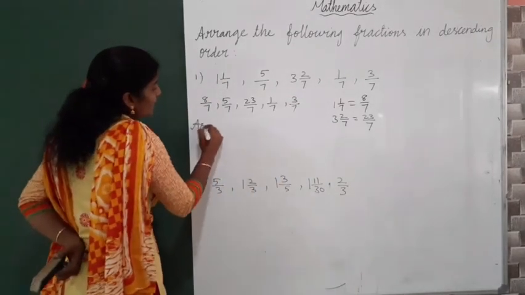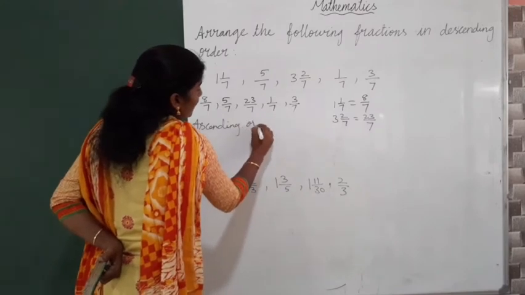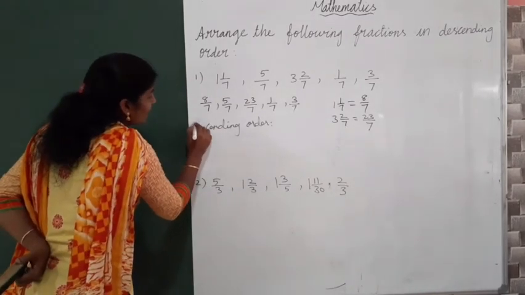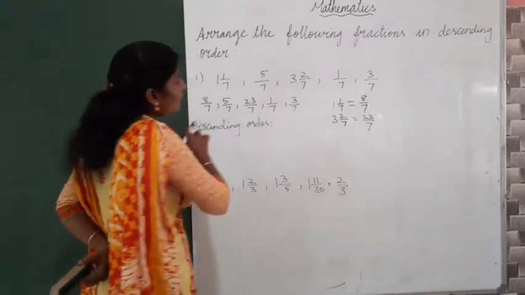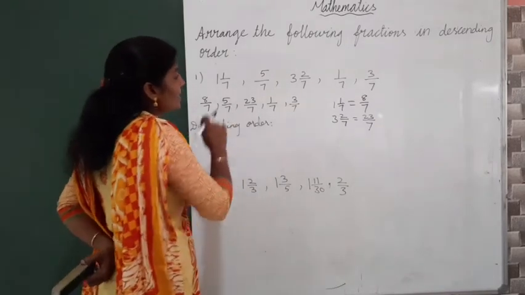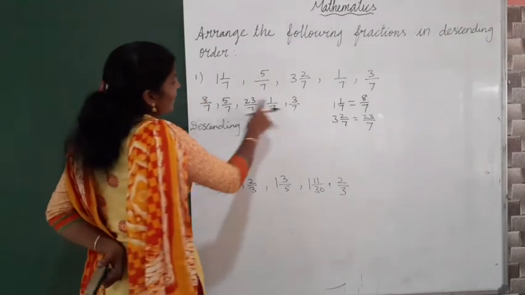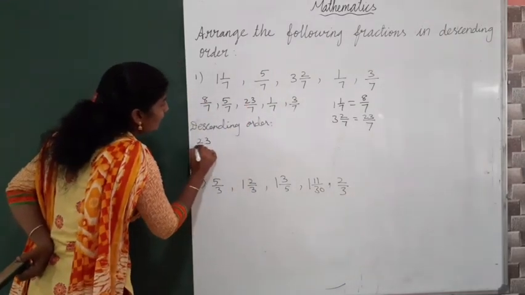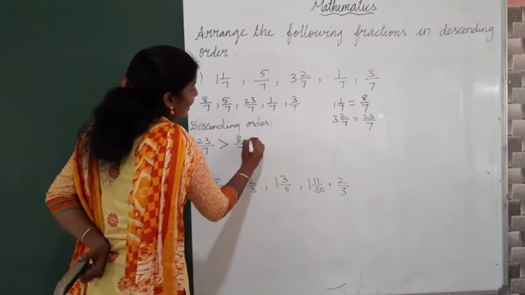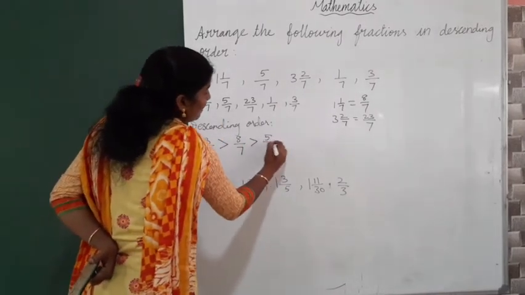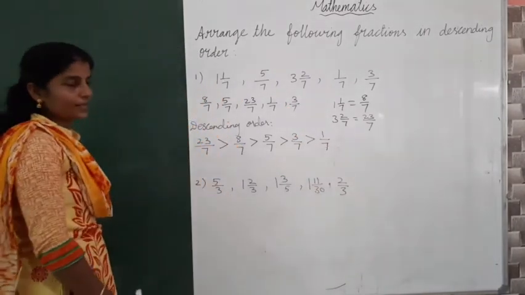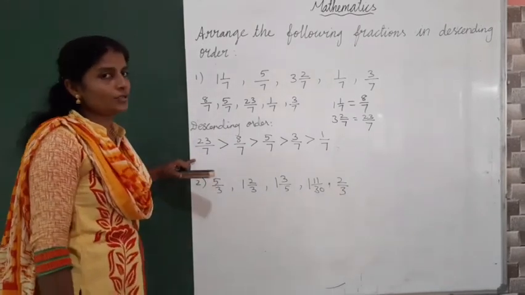Isn't it? Now, ascending order. Sorry, this is descending order, isn't it? Here, all denominators are the same denominator, so we can compare the numerators. Which do we want to write first? The greater one, isn't it? Which is greater? 23. So 23 by 7 is greater than 8 by 7, which is greater than 5 by 7, which is greater than 3 by 7, which is greater than 1 by 7. Clear? Descending order means big to small.